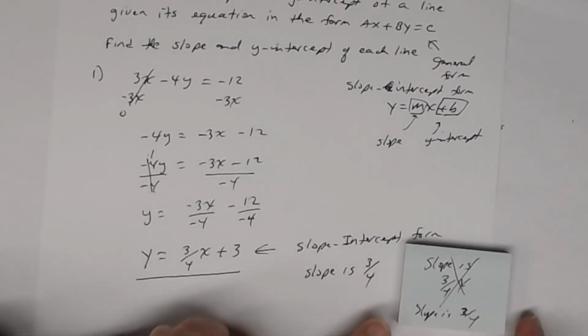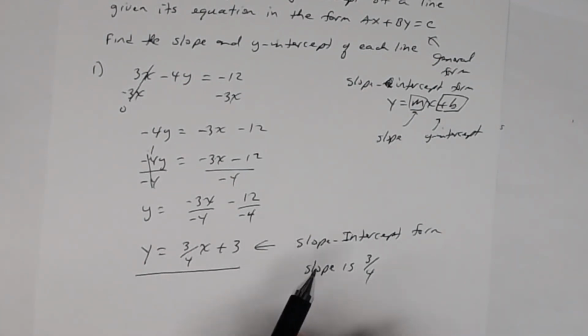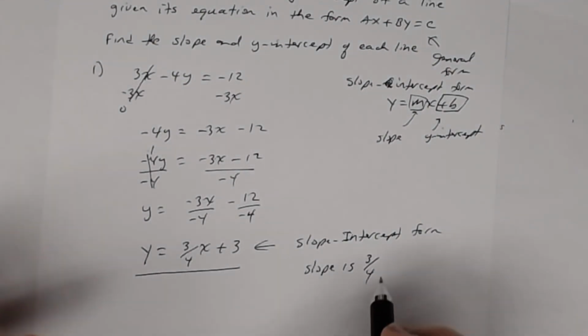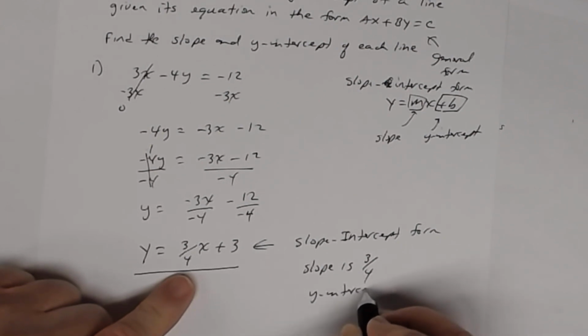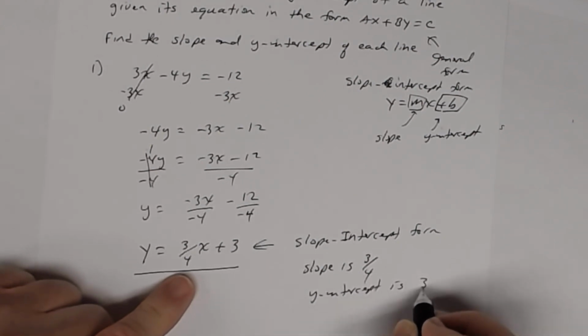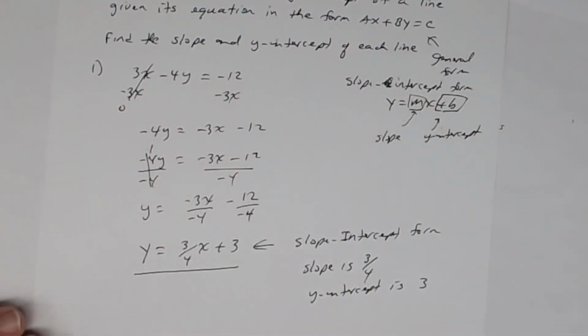The slope is the coefficient of x when you get y by itself, when you have it in slope-intercept form. So the slope is 3/4, and the y-intercept is 3. That's where the graph is going to cross the y-axis, at 3. All right, so that was number 1. Not that difficult. You just have to get y by itself, so there's a little bit of algebraic manipulation that you have to do.